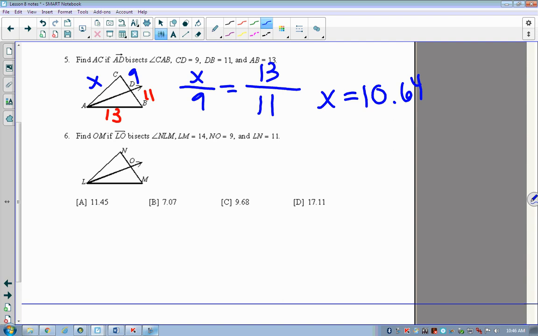What I want to see is if you guys can solve number 6 on your own. And it will also be a decimal. Of course, you got a list of possible answers down there. All right, so at this point, I'm going to hit stop on the video. I'll let you guys finish that question.